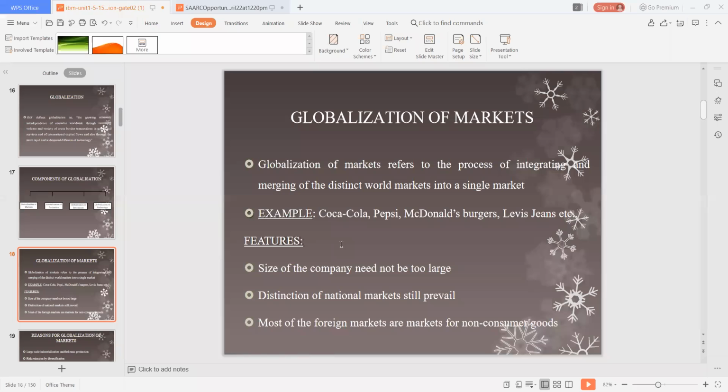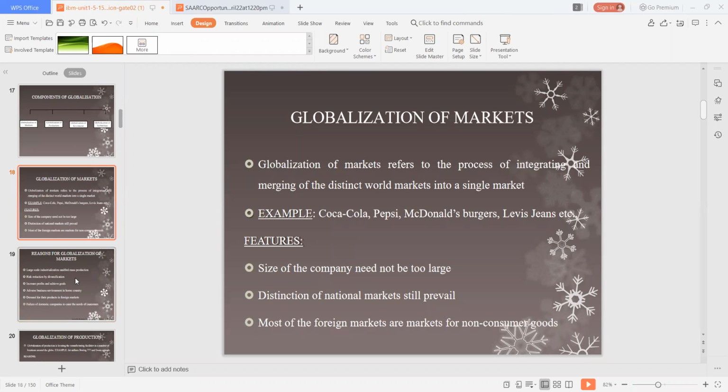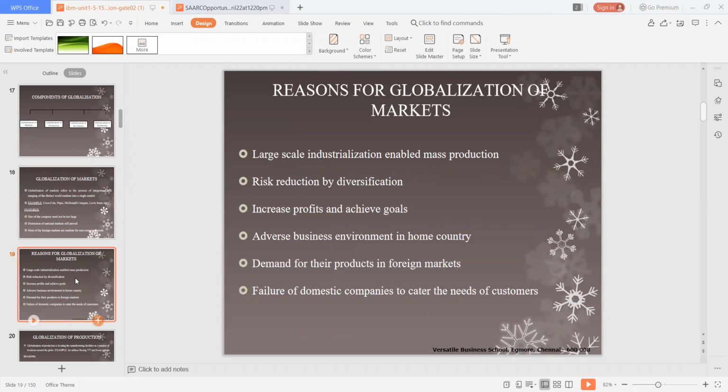Features: the size of the company need not be too large. Distinction of national markets still prevails. Most of the foreign markets are markets for non-consumer goods. See that? Yes, most of the time non-consumer goods play an important role in foreign markets, right? Reasons for globalization of markets: large-scale industrialization enabled mass production, risk reduction by diversification, increased profits and achieving goals, adverse business environment in the home country, demand for their product, failure of domestic companies to capture both.